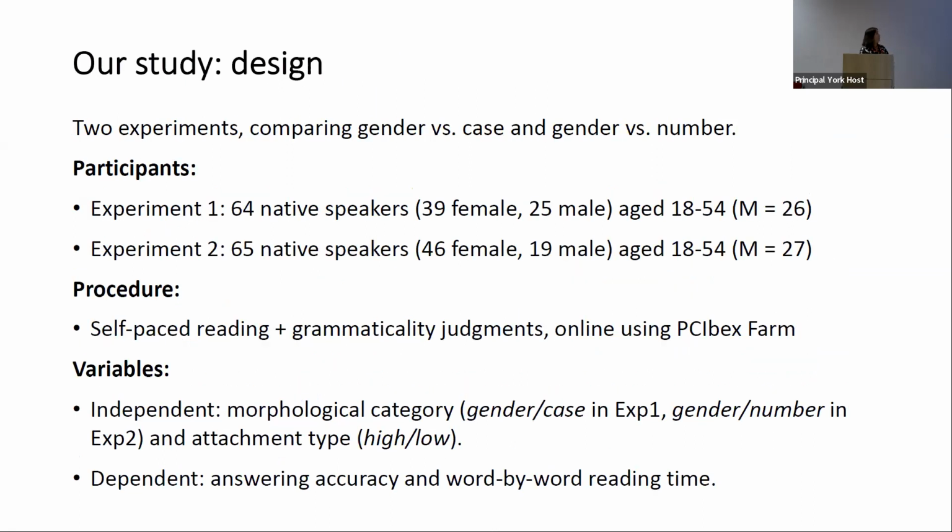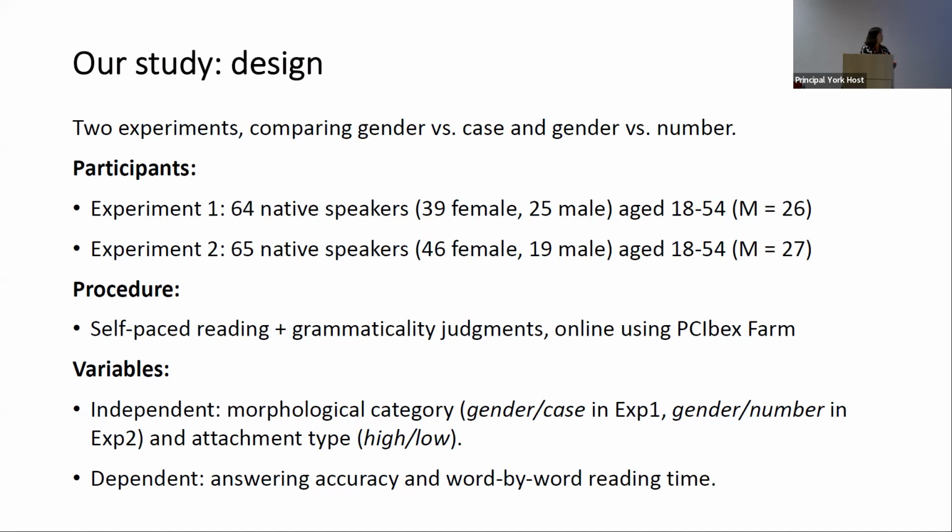So here is the design of our study. We conducted 2 experiments. In the first one, we compared gender to case, and in the second one, we compared gender to number. Because putting all these things into one experiment would just give us too many experimental conditions in one study. In the first experiment, 64 native speakers participated. In the second experiment, 65 native speakers.